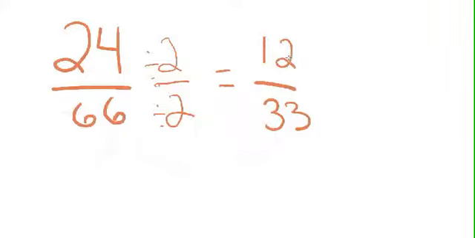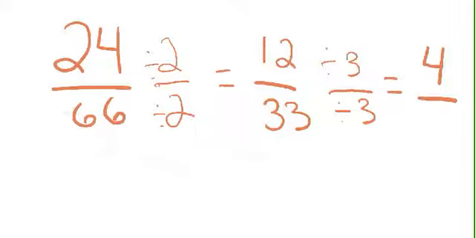Is there anything that goes into 12 that also goes into 33? Well, I know that 3 goes into 12, but does 3 go into 33? Remember that rule for 3's, add up the two digits, 3 plus 3 is 6. Does 3 go into 6? Yes. So 3 goes into the whole big number. I'll divide the top and the bottom both by 3. And really, this is the hardest part of simplifying, is figuring out what numbers to divide by. You really have to know your division rules. 12 divided by 3 is 4, and 33 divided by 3 is 11.